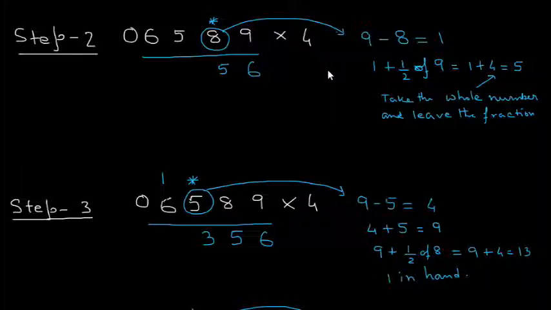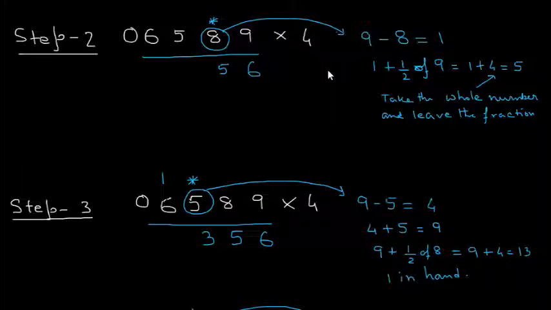So next number is 8. So we'll subtract 9 minus 8, that is 1. 1 plus half of the right hand side number, that is 9. So 1 plus half of 9. Half of 9 is 4 and 1 upon half. So we take the whole number part, that is 4 only. So 1 plus 4, that is 5.